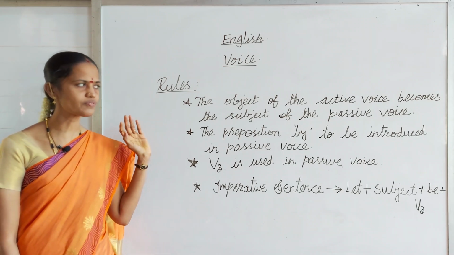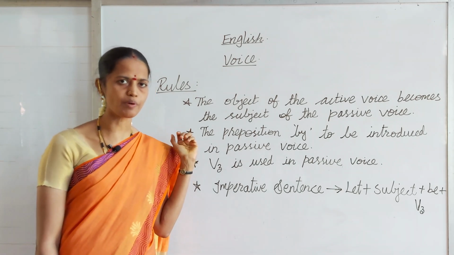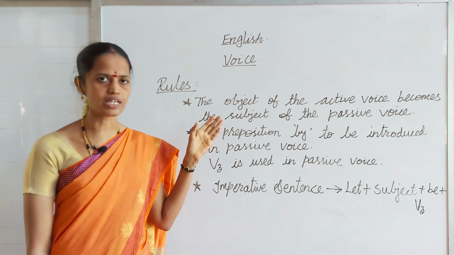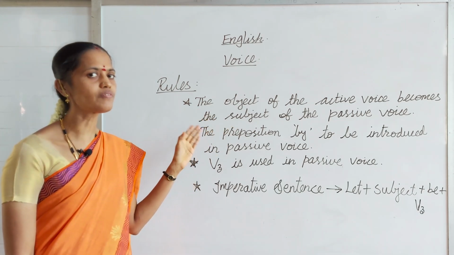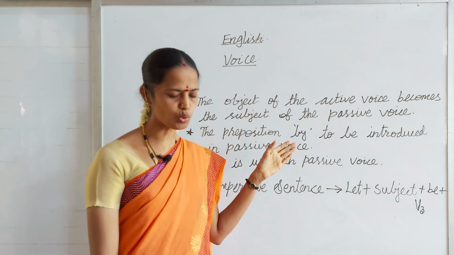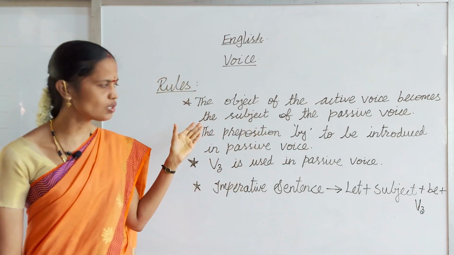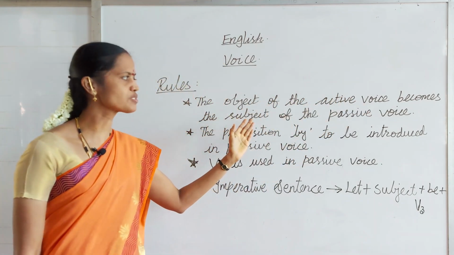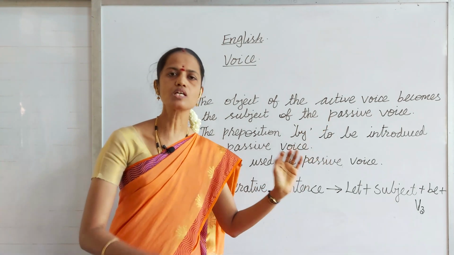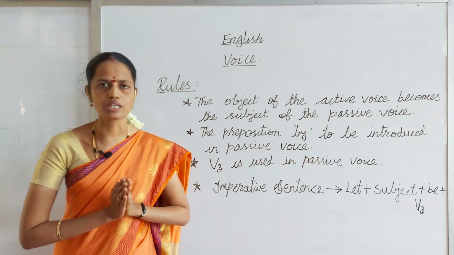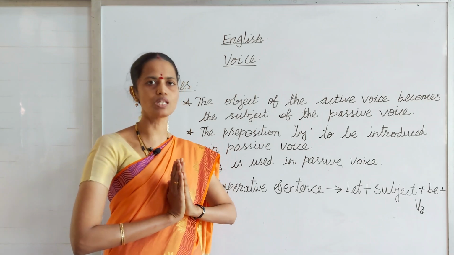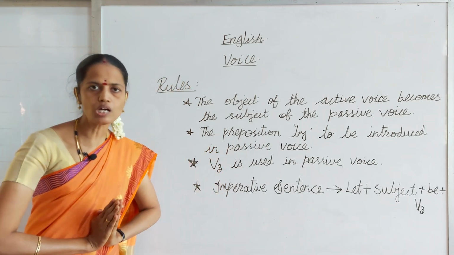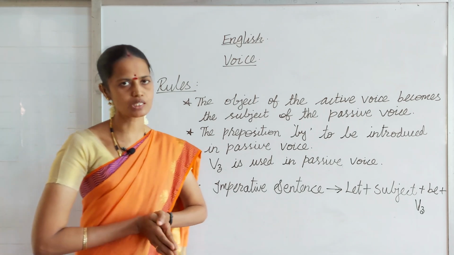So the first rule: if we take active voice into passive voice, the object of the active voice comes in the place of the subject in passive voice. That's what is given in the first rule. So the object of the active voice becomes the subject of the passive voice. The object, you know very well, is the noun at the end of that sentence, and that noun is going to take the role of subject in passive voice.